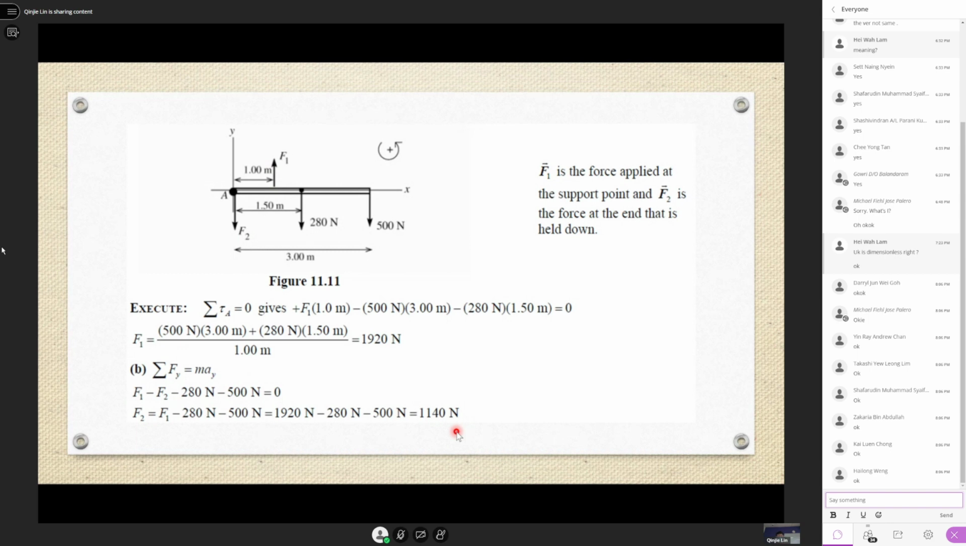And here, we get a positive value, right? Which means whatever direction you have drawn is correct. The force is acting downwards.